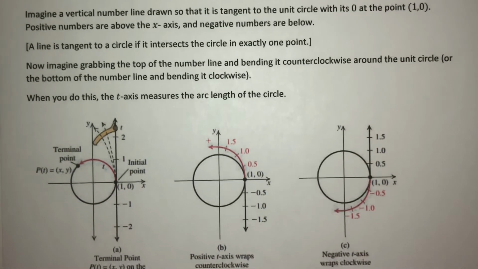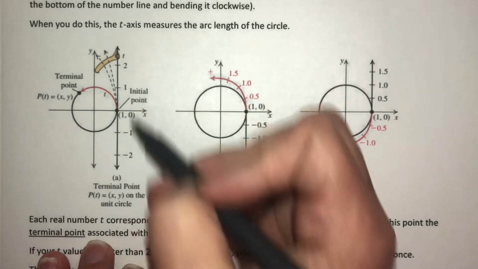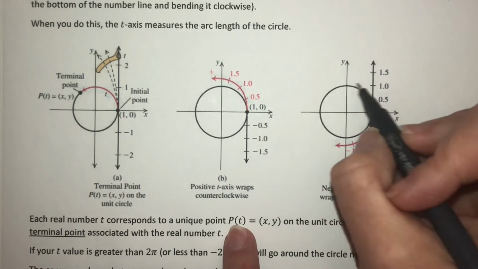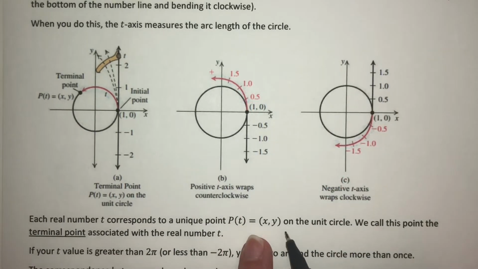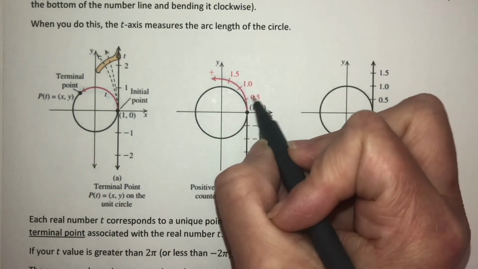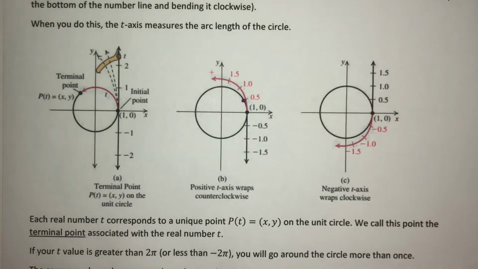Okay? So for every real number t, every point on this number line, it corresponds to a point somewhere on the unit circle, which is (x, y). We're going to call this point the terminal point associated with the number t. Just the way this is drawn, if this is 0.5 and that's our t value, then this point right here is the (x, y) value associated with it. That's the terminal point associated with that.